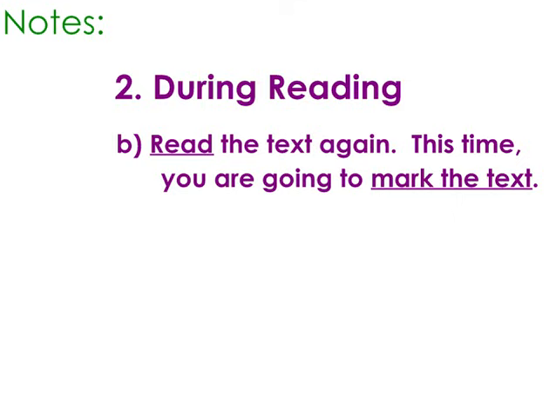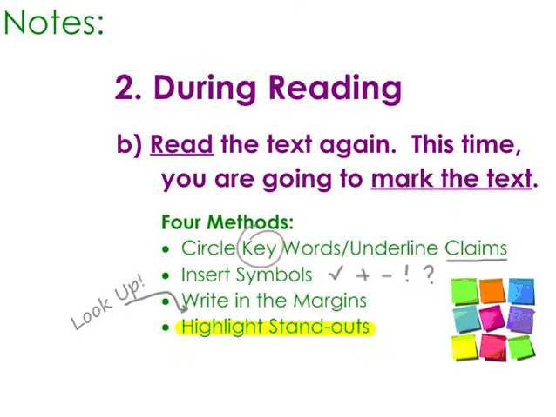This can be done in lots of different ways. Some methods that we're going to look at are the following four. One of them is to circle keywords and underline claims. Another method is called insert symbols, and it is what it sounds like. Another one that has a good name is writing in the margins. And finally, something that most of us are familiar with is highlighting anything that stands out. Now, some of these methods don't work very well if you're working with a textbook and you're not allowed to write in it. However, you can get around this by using sticky notes and flags and tabs.